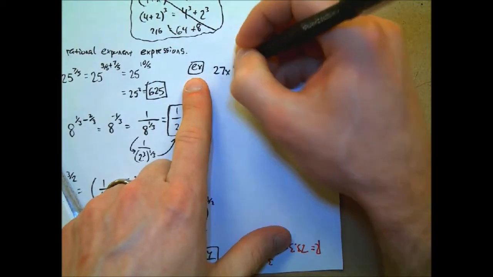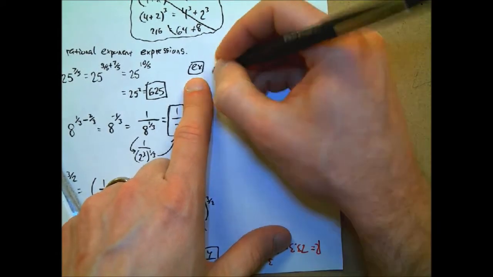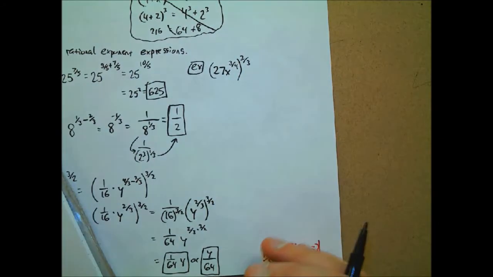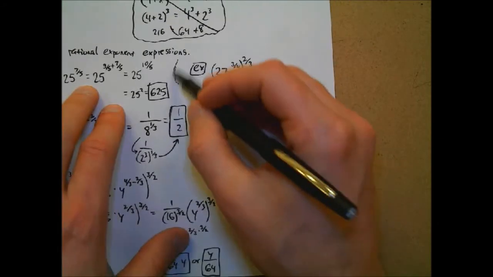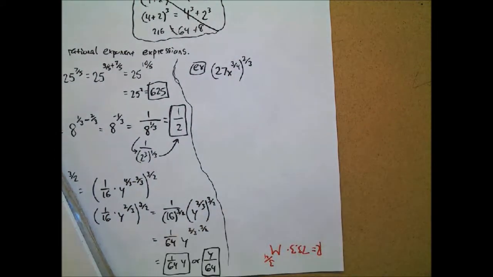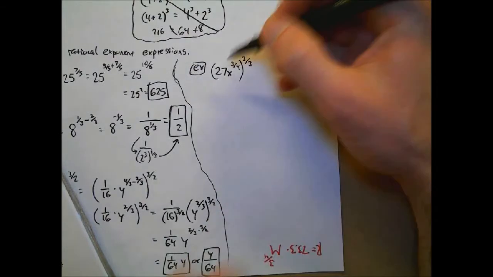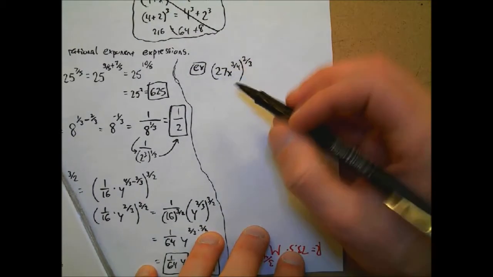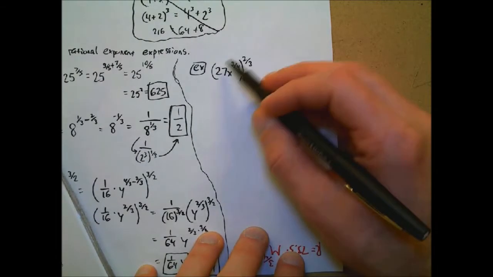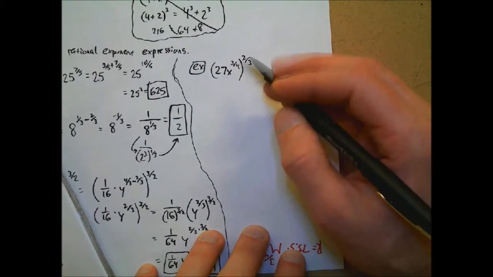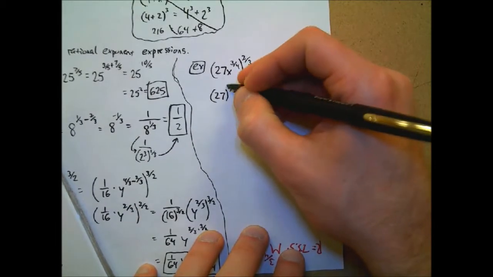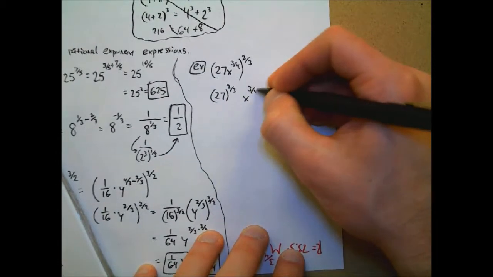27x to the 3/4, that whole mess raised to the 2/3 power. If I look inside my parentheses here, is there anything I can do to simplify inside my parentheses? No. So we'll just distribute the 2/3 to the 27 and the 2/3 to the x to the 3/4. So we'll have 27 to the 2/3, and then we'll have x to the 3/4, also to the 2/3.